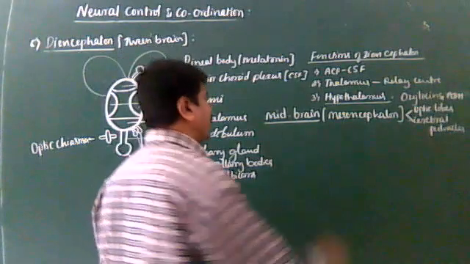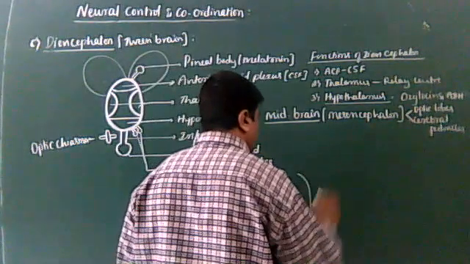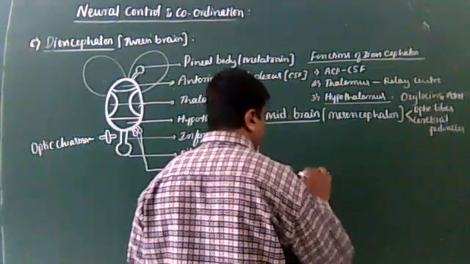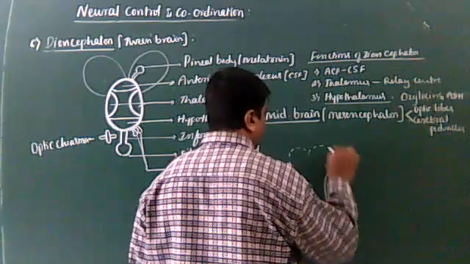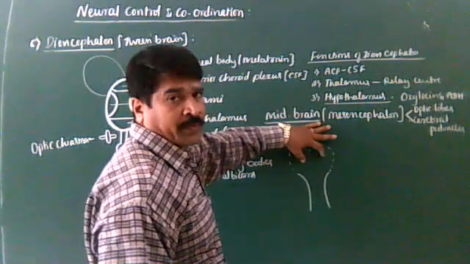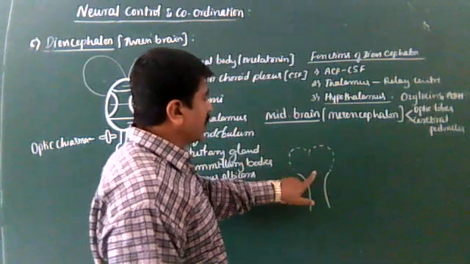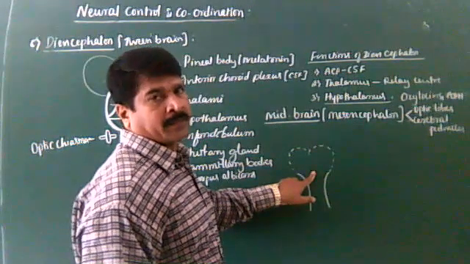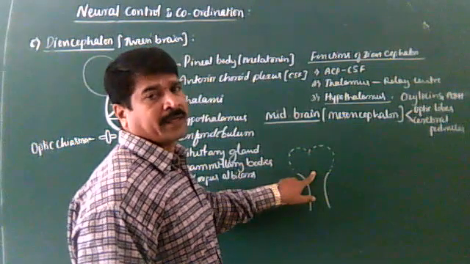Okay, first we'll go for the optic lobes. Since the midbrain is always present between the forebrain and hindbrain, hence the name midbrain. Let us consider this is the forebrain, this is the hindbrain. Here you can find the midbrain. That is why it is called mesencephalon or midbrain.